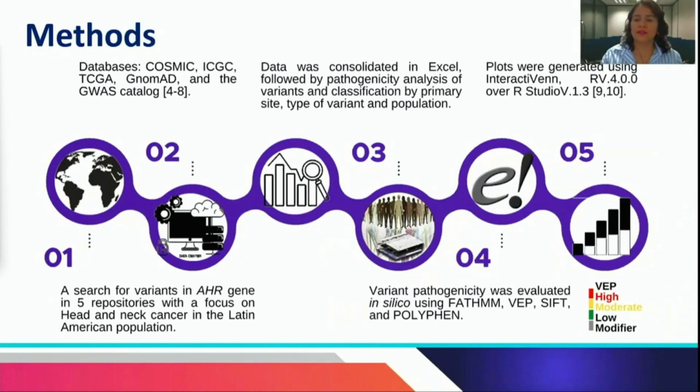The data was consolidated in Excel, followed by pathogenicity analysis in silico of the variants, and classification by primary site, types of variants, and population. Variant pathogenicity was evaluated using FATHMM, VEP, SIFT, and PolyPhen.